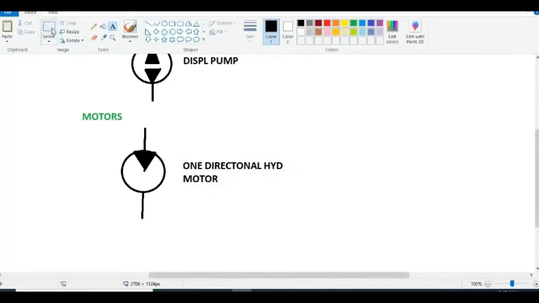If you represent the arrow in both directions, it is similar to the pump. It is the bidirectional hydraulic motor. This is the symbol for the bidirectional hydraulic motor. This is clear up to now, the hydraulic motors and the pumps.